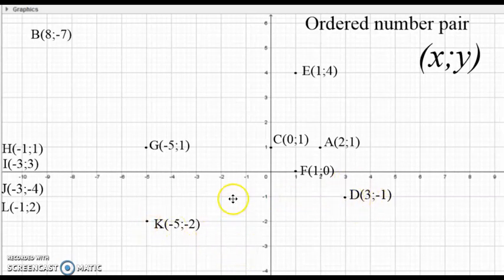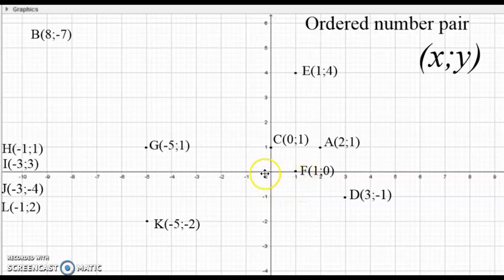When I look at K, negative 5, and I proceed to negative 2, and where the 2 meet, that is where I will then plot K. I write K, I open my bracket, and I say minus 5, separate them by a semicolon, and I list negative 2, and I close my bracket. You will also notice that all the other coordinates are plotted in the same way.